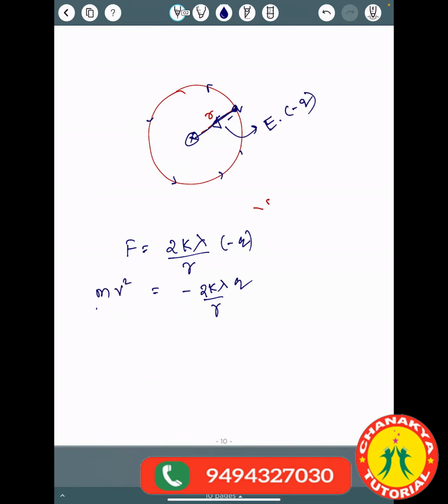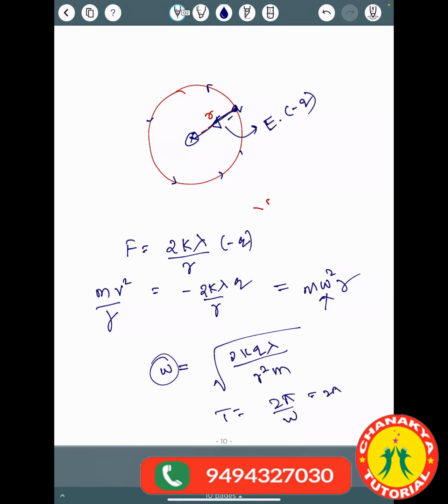We'll get omega. So what is the omega from here? Let us try to solve it. Omega is equal to under root 2kq lambda divided by r square into m. Any doubt here? No, sir. So once omega you got, time period will be 2 pi by omega. So it will be 2 pi under root r square m upon 2kq lambda. Okay.